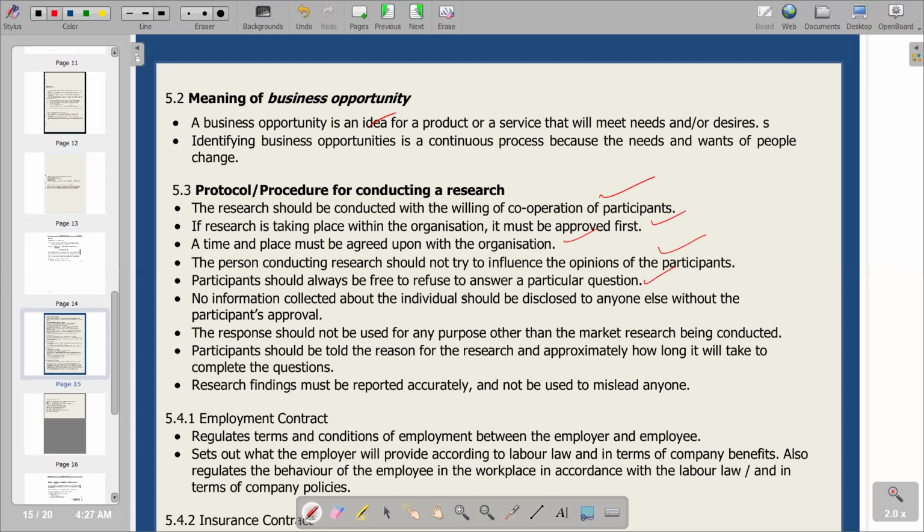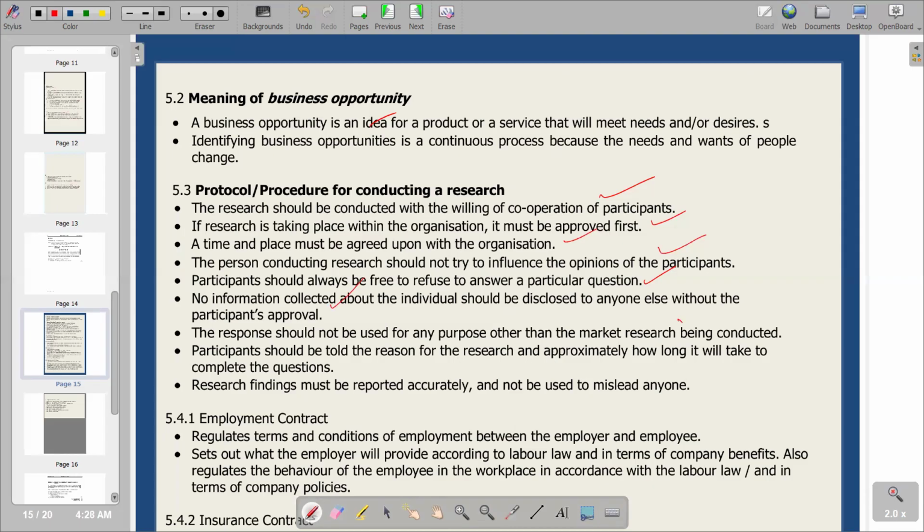Participants should always be free to refuse to answer a particular question during the process of researching. No information collected about the individual should be disclosed to anyone else without the participants' approval, and the response should not be used for any purpose other than the market research being conducted.